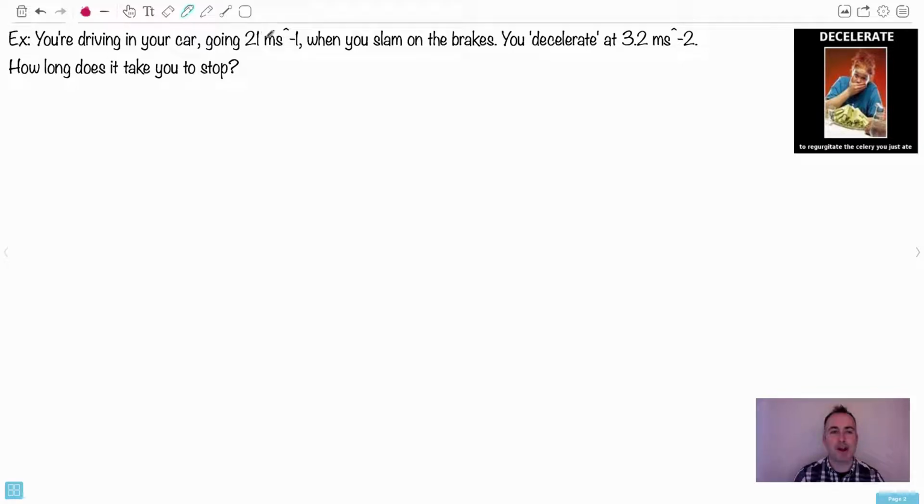So you're driving in your car and you're going 21 meters per second. The notation is a bit weird, but basically your initial speed, remember, initially you're going this. So that means u now is 21 meters per second. You slam on the brakes. What that means is you slow down, don't you? You decelerate at 3.2 meters per second squared. So acceleration is 3.2 meters per second squared. But you've got to watch out here. If you're decelerating, let's just assume you're going to the right.